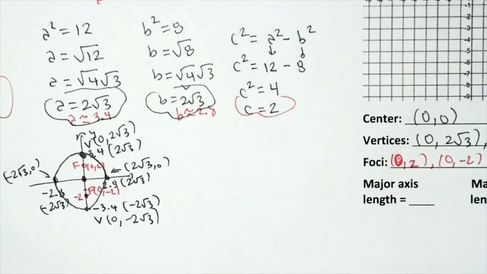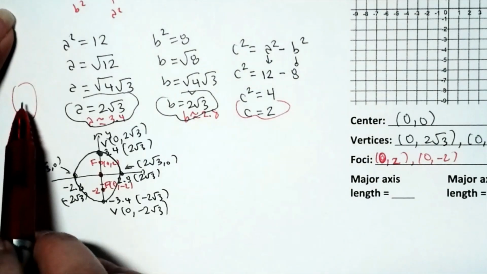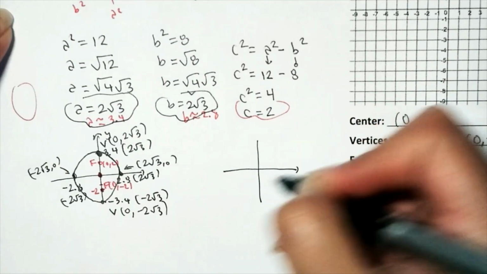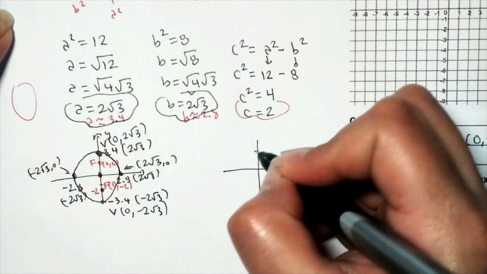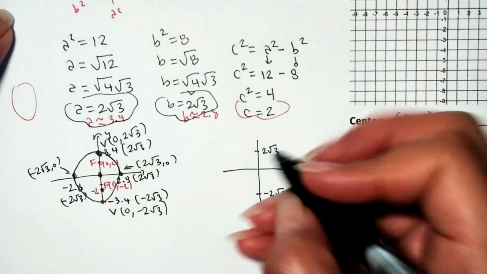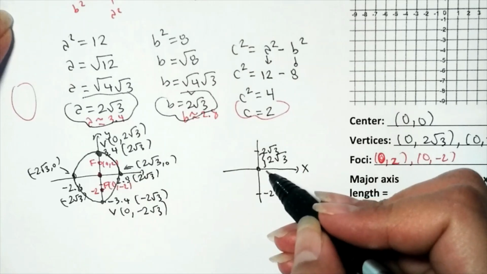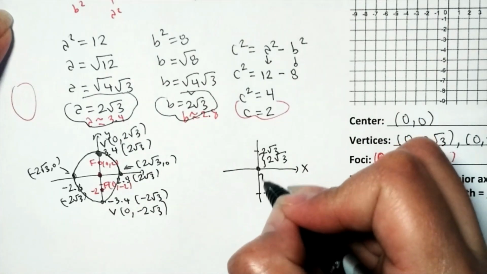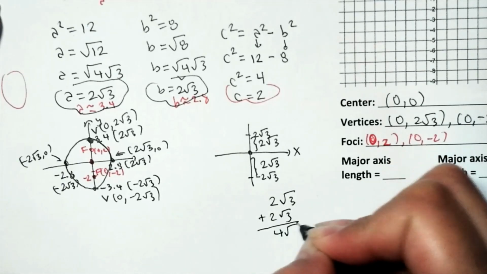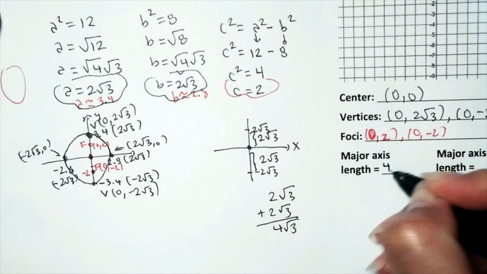Fantastic. Major axis length, you have options. Option 1, memorize the formula. The formula is that this equals 2a, or you can just count. We have established that we have a vertical ellipse. So we just go like this. This is 2 root 3, and this is negative 2 root 3. So what is the length of the major axis? From the center to the vertex is 2 root 3. From the center to that bottom vertex, the distance is also 2 root 3. Last time I checked, the sum of 2 root 3 and 2 root 3 gives us 4 root 3. So without having to memorize the formula, we can just count. The major axis length is 4 root 3 units.